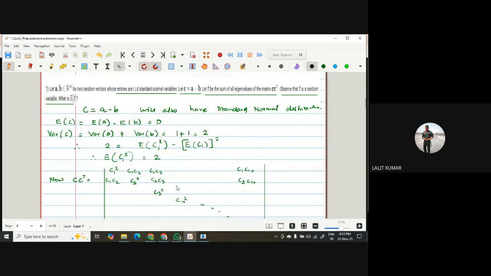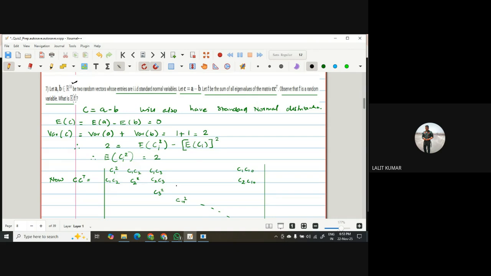Question number 7. A and B belong to R10. They are two random vectors whose entries are IID standard normal variables. C is equal to A minus B. Let T be the sum of all eigenvalues of the matrix CC transpose. Observe that T is a random variable. What is the expectation of T?